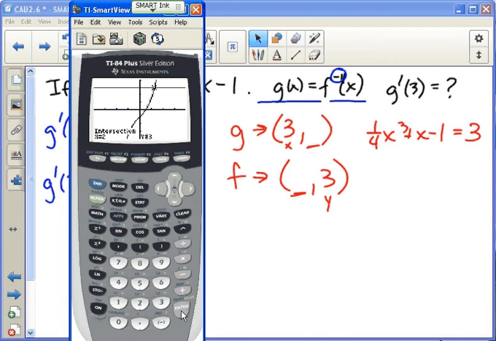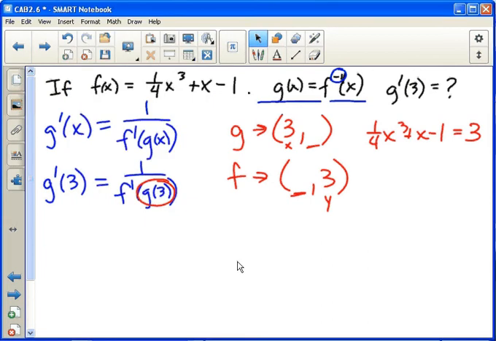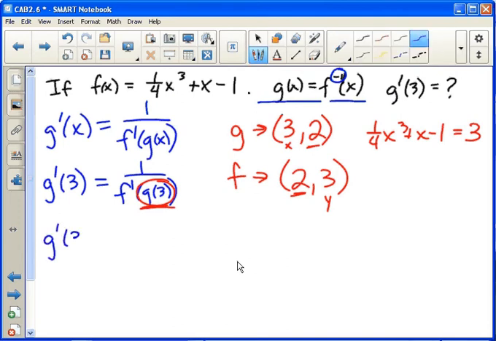So we know that f has the ordered pair 2, 3. Well, since g is its inverse, it must have the ordered pair 3, 2. So now I go back here and I know g of 3 has to equal 2. So I plug that in. Now I have f prime of 2. So now I need to find out the derivative of f and plug in 2.